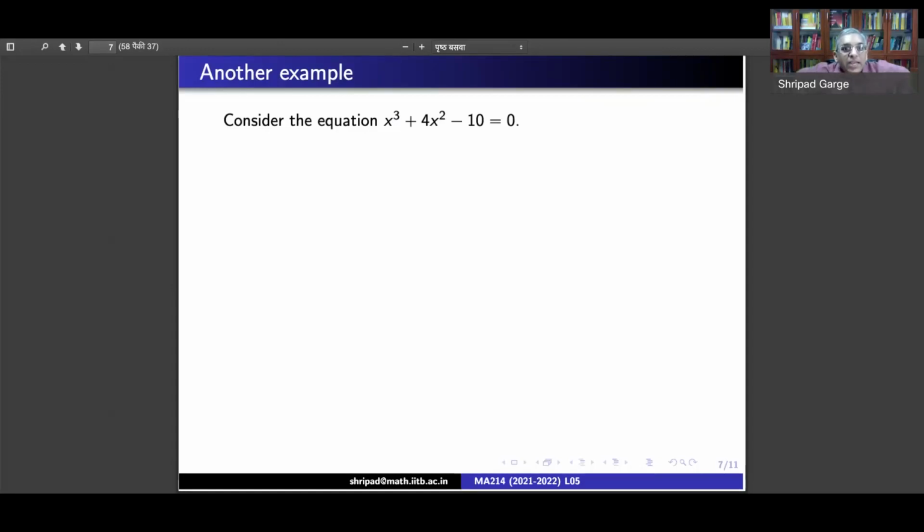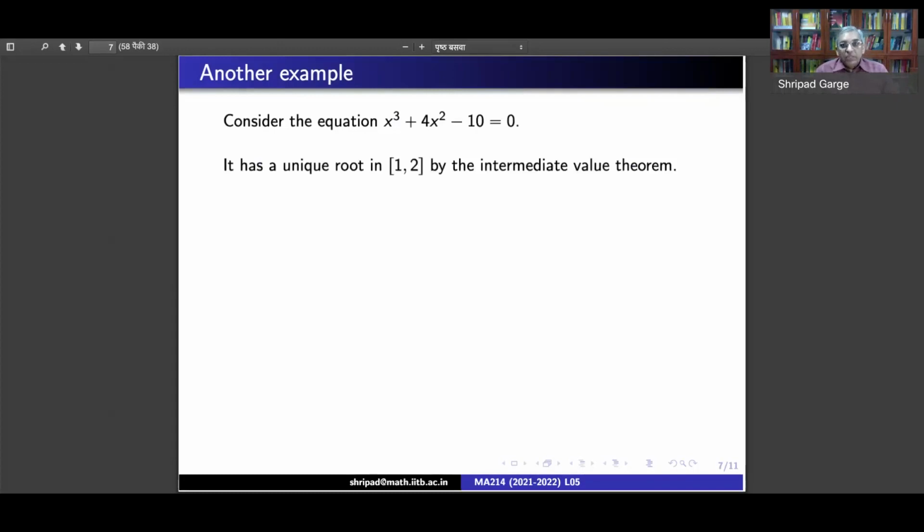So suppose we are looking at this cubic equation now. Earlier we had looked at a quadratic where we could just solve the quadratic and get the fixed points. Here we have a cubic at hand, and the intermediate value theorem will tell you that in the interval 1 comma 2 there is a unique root. Once it converts to a fixed point problem, then with some nice conditions, the fixed point will also be unique. That is what we are looking at.